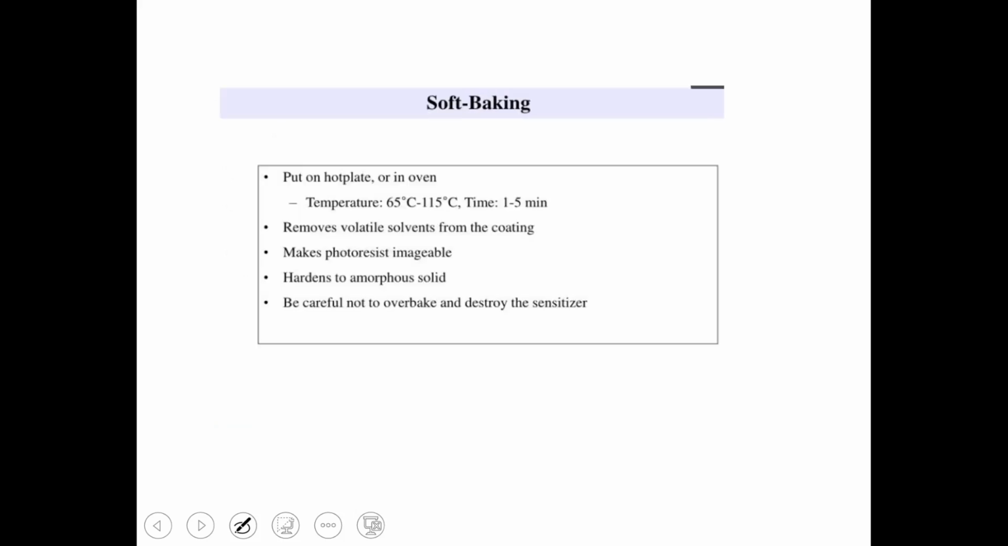So what do you mean by soft baking? Put it on a hot plate or in an oven. Like in your home you have an oven to heat food, or in the chemistry laboratory you have a furnace. So we have the hot plate, and we put the substrate at 65 to 150 degrees for 1 to 5 minutes for soft baking. What is the role of soft baking? It removes the volatile solvent from the coating.